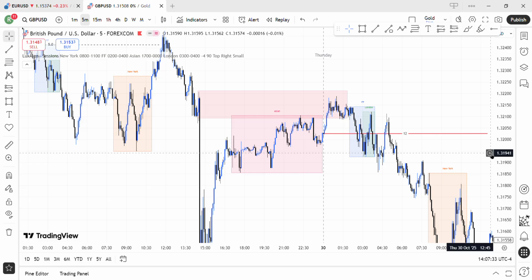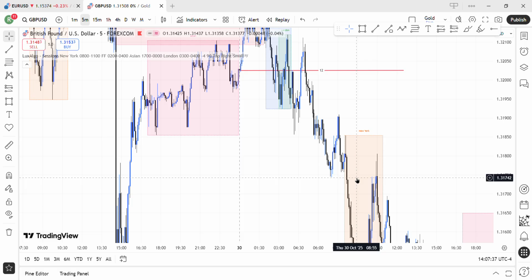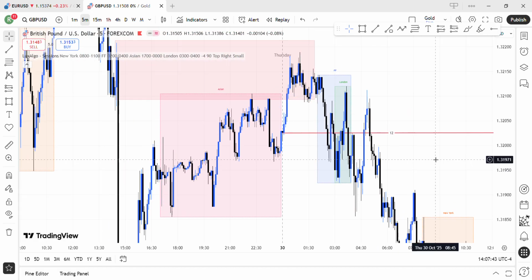You don't have to look at the market 24/7. You just have to look at the market 2 hours during London and 3 hours during New York. That is probably the maximum effort you have to put in. The rest of the time you can go and relax.